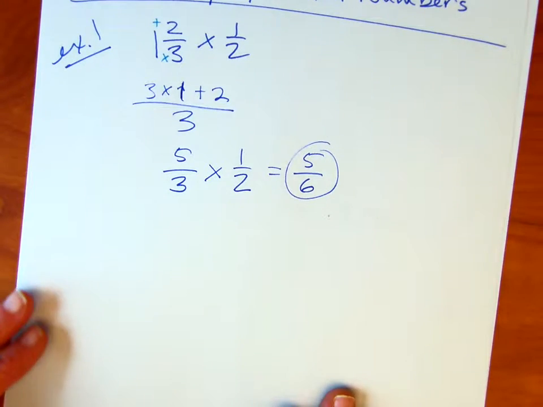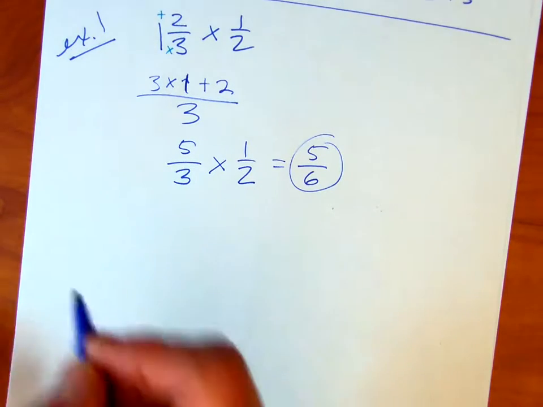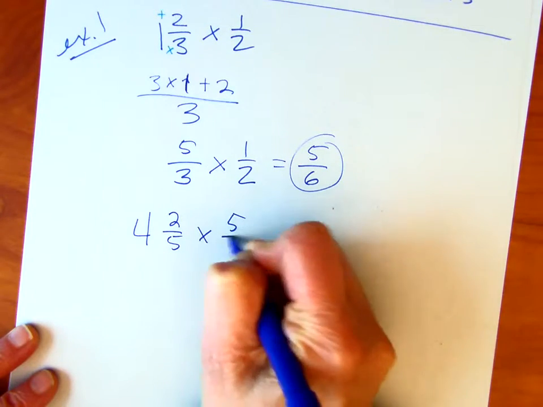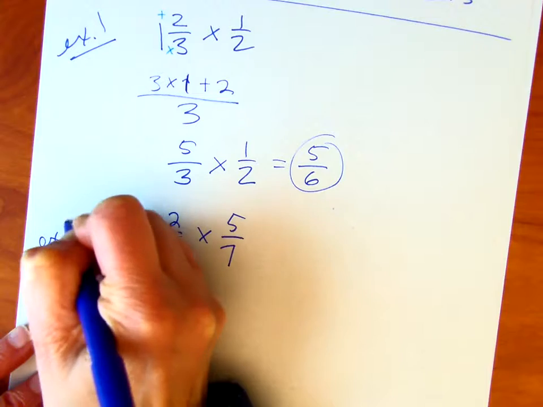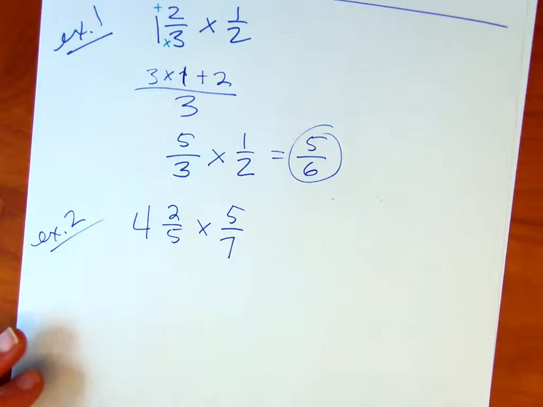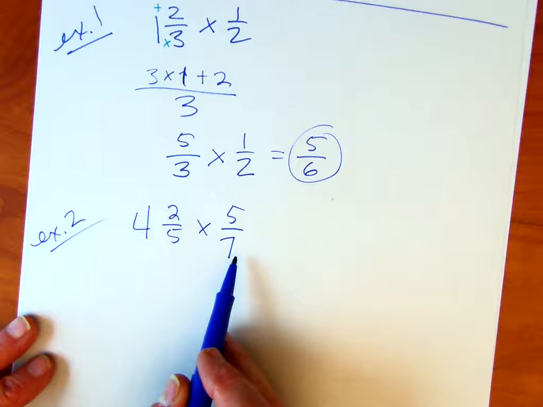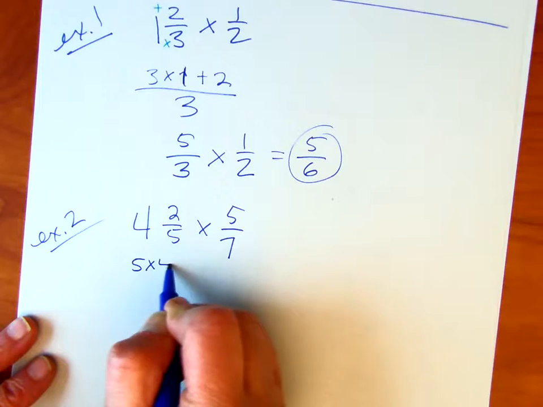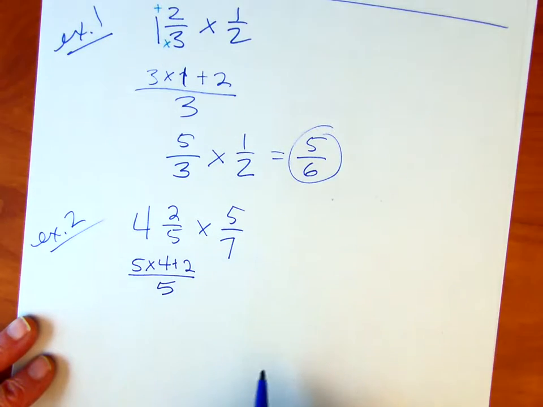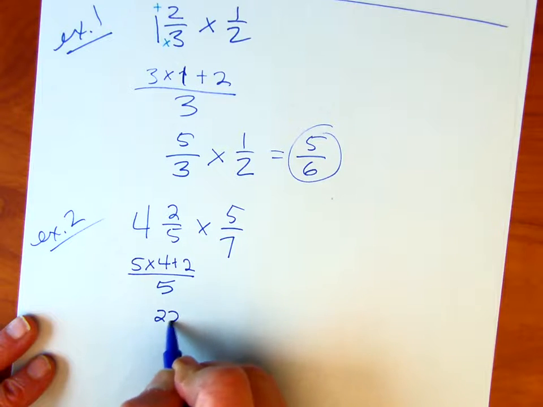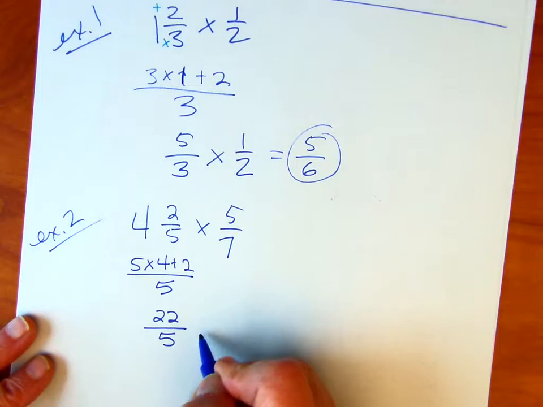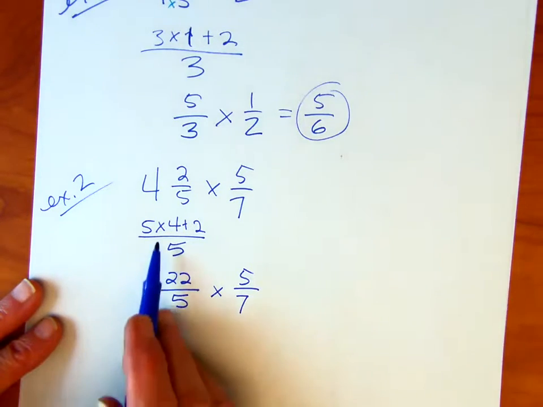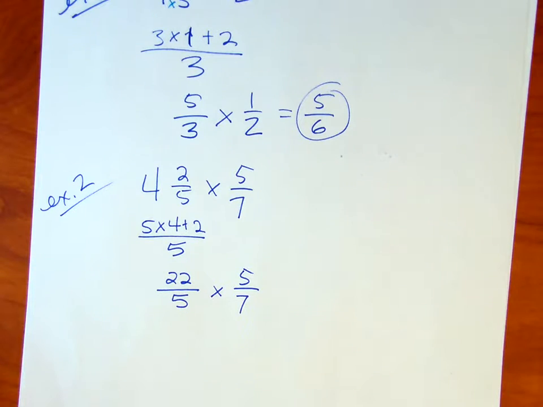Let's do another one. Let's say we have 4 2/5, and we're going to multiply this by 5/7. So this is example number 2. 4 2/5 times 5/7. So again, we're going to convert this to an improper fraction. So 5 times 4 plus 2 over 5 becomes 22 over 5, or 22/5 times 5/7. Okay, 5 times 4 is 20, plus 2 is 22. That's where that came from.